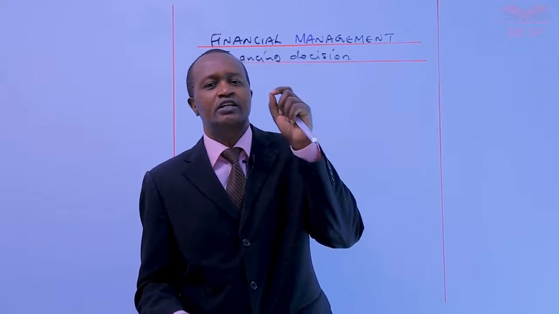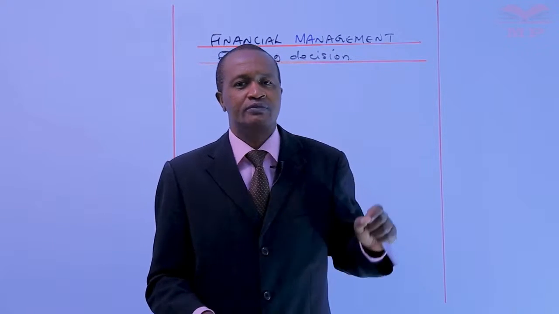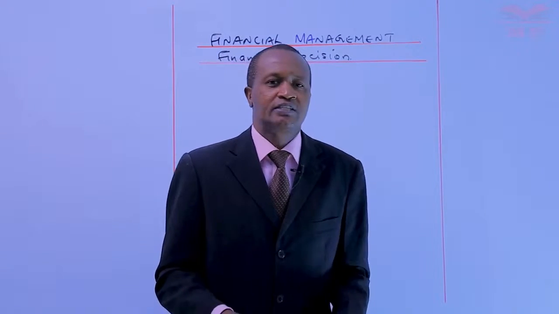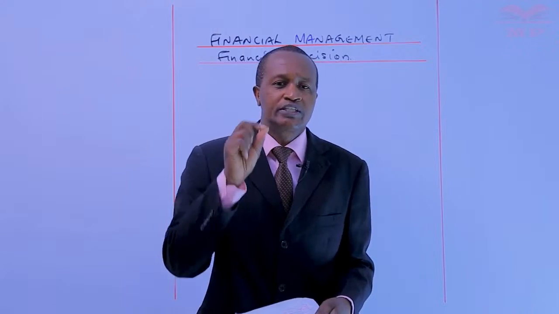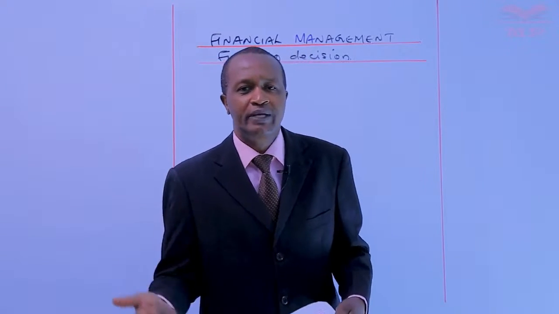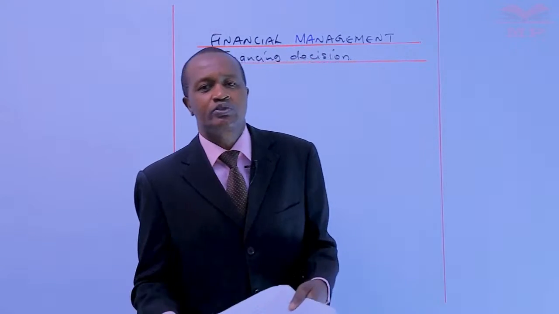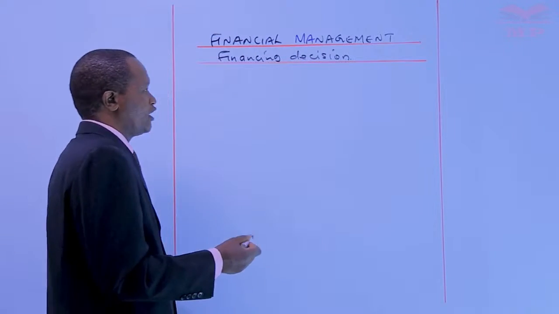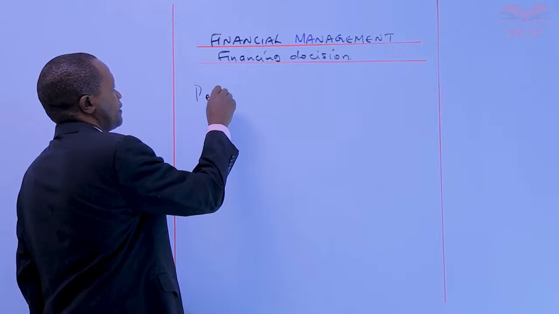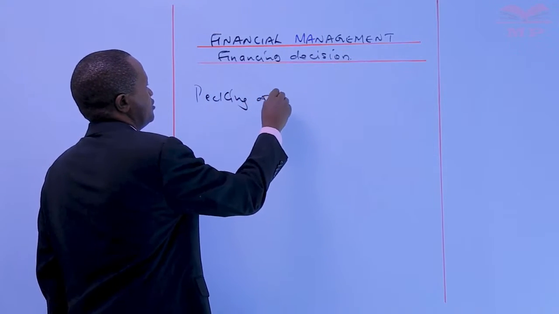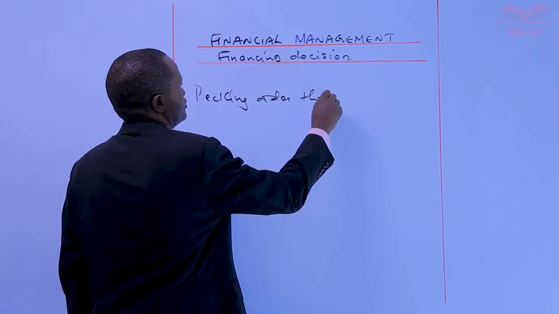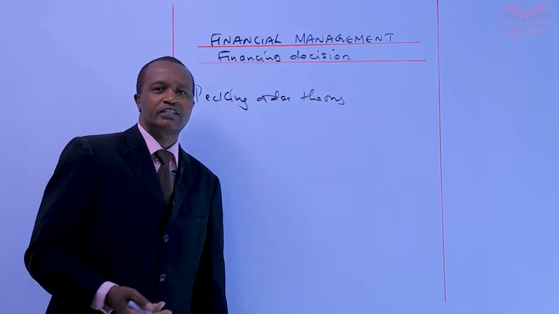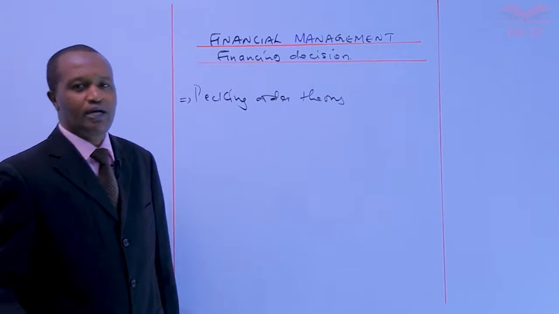So the management of the company must match the financing mix to the asset that is being financed. And one of the theories as to how the firm makes their financing decisions is the pecking order theory. This is one of the theories. And what is the pecking order theory all about?